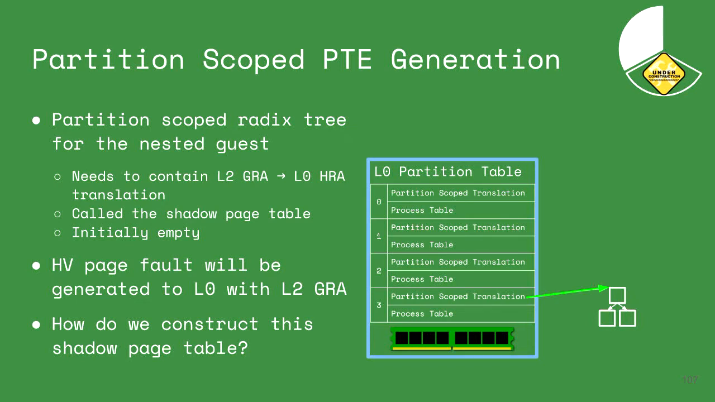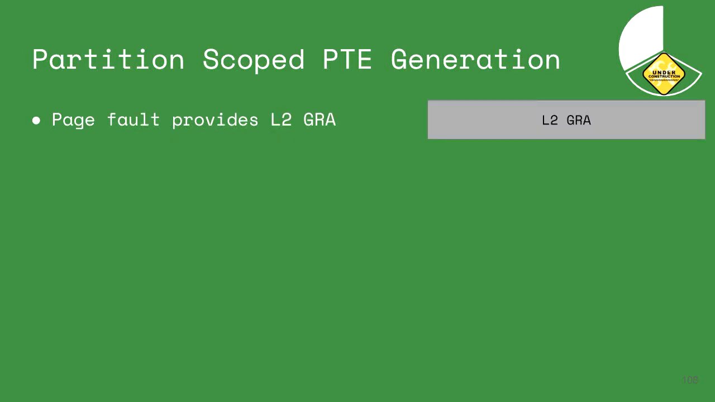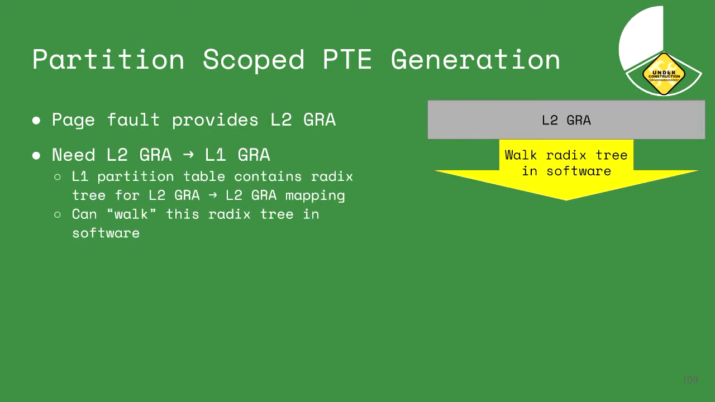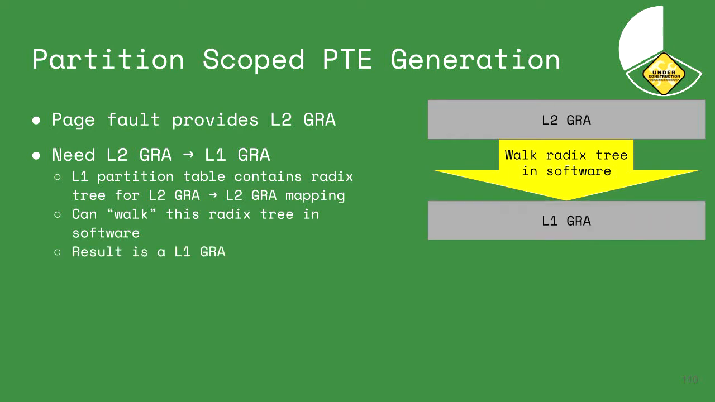So how do we construct the shadow page table? Well, let's have a look at what happens when we take a page fault for one of our nested guests. So as before, the page fault provides the guest real address, and here it's a level 2 guest real address. So we need to translate this into a level 1 guest real address first. And what do you know? That mapping is contained in the level 1 partition table. We know where it is because level 1 registered that table with us. And so we can just go walk that radix tree in software. And that will give us a level 1 guest real address.